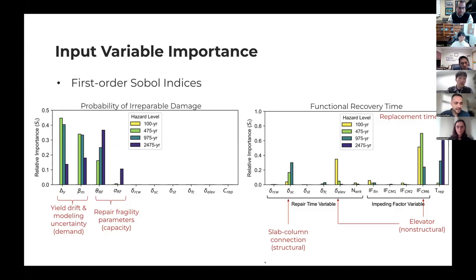As you can see, this can allow us to better understand, for example, if we want to do analysis at low hazard level or high hazard level, what are the most important parameters that we can look into. For example, in the case of functional recovery time, if we have a low hazard level, such as 100-year, damage to elevator or non-structural component can be more critical.